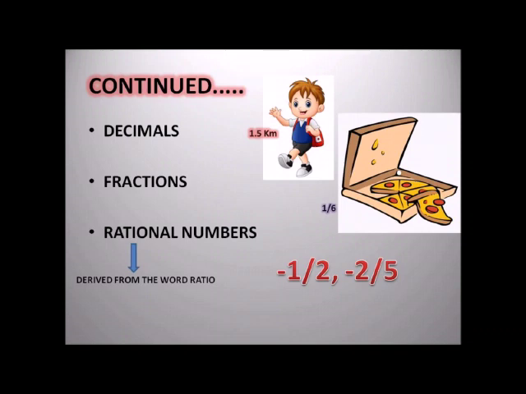The word rational is derived from the word ratio, as a rational number is always a ratio of two numbers. That is, we have a numerator and a denominator in a rational number, or we can say something is upon something. That is, numerator and denominator are there in rational numbers, which may be positive or which may be negative.